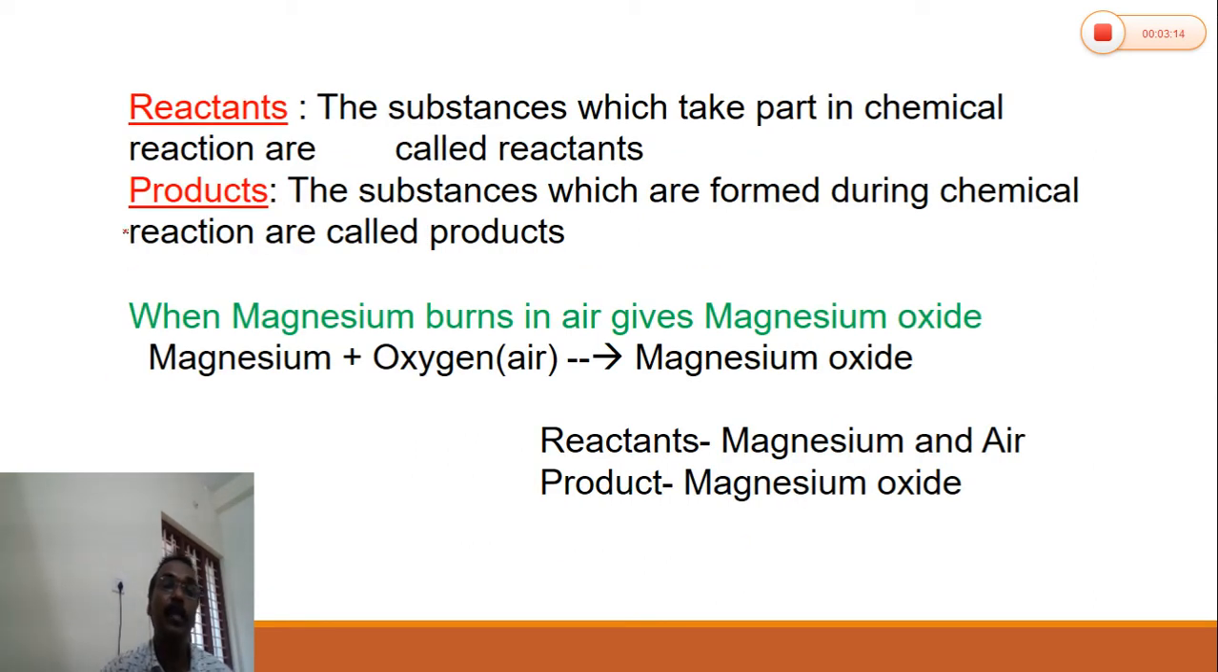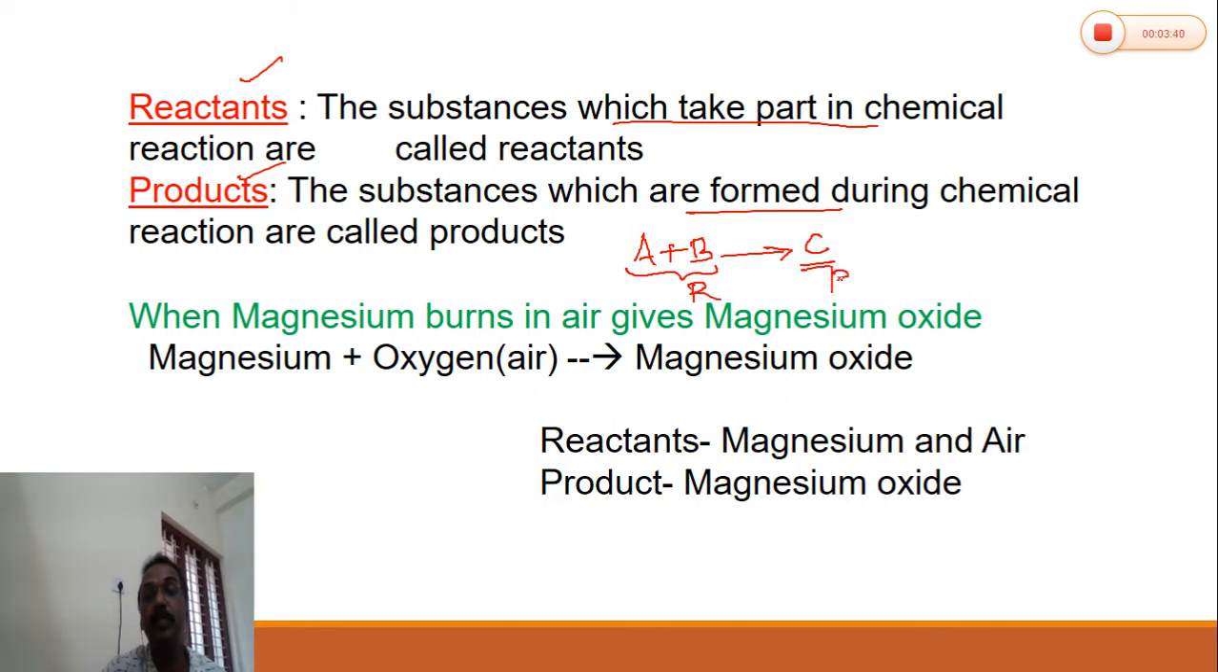Now, chemical equation. Before that, we can study what are reactants and products. The reactants are the substances which take part in chemical reaction. Products are the substances which are formed during chemical reaction. Suppose A and B combine to form C. Then A and B are called reactants and C is called product. So reactants are the substances which take part in chemical reaction and the products are the newly formed substances.